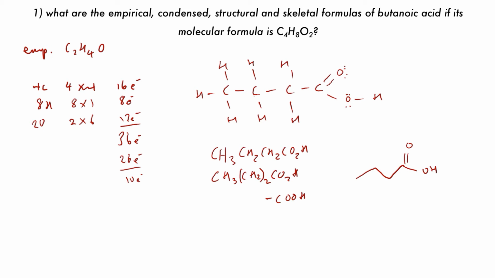And so we have, let's just check, we have our empirical formula, which is up here in the left. We have our condensed formulas, which are any of these. We have our structural formula, which is here, and we have our skeletal formula here. So this is what those formulas look like for butanoic acid.